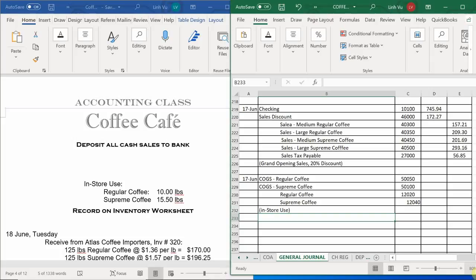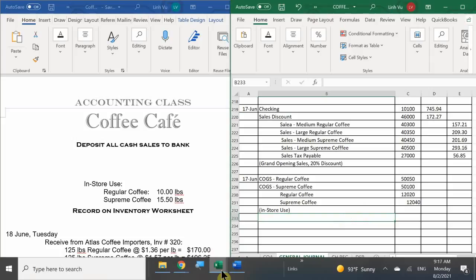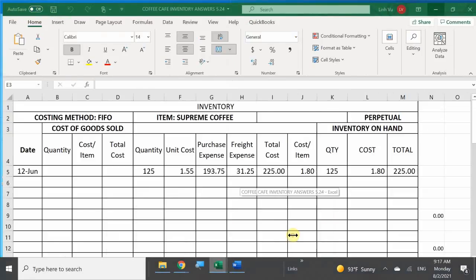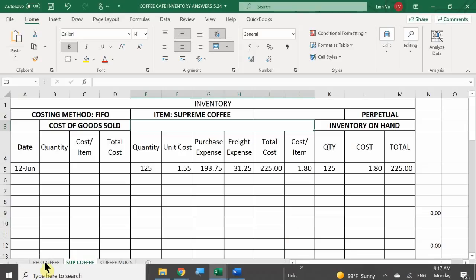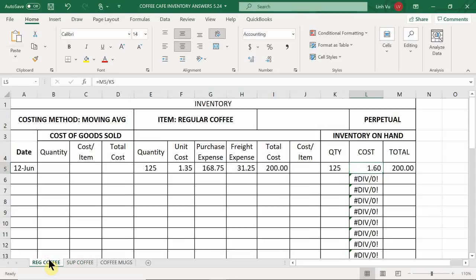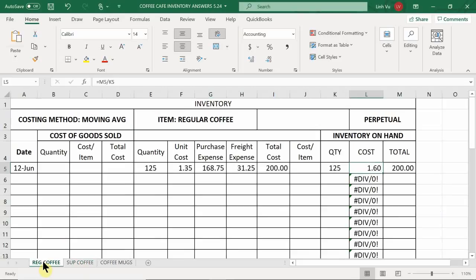Do we go into our inventory worksheet? Excellent. Inventory worksheet, because that's where we're going to be calculating our cost of the inventory. In this case, we got two different types of inventories, or costing methods. One is for moving average, and one is for FIFO. So let's do one at a time. Let's focus on our first one, which is our regular coffee, which is our moving average.